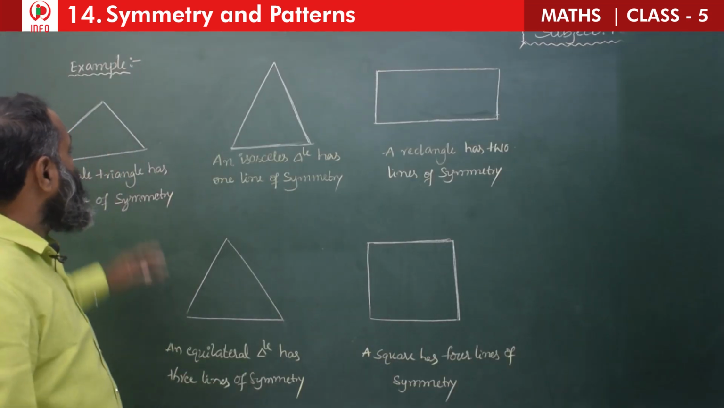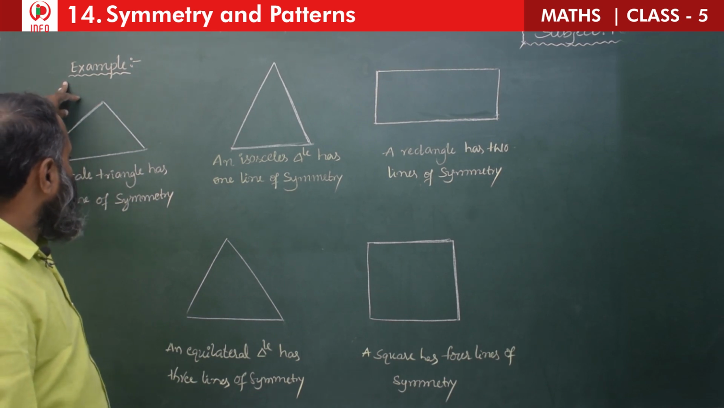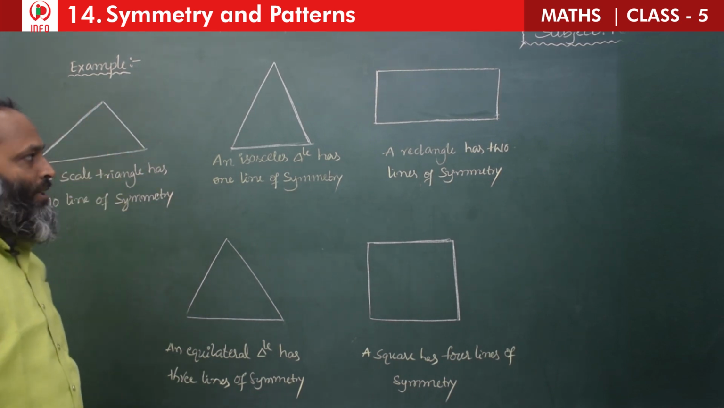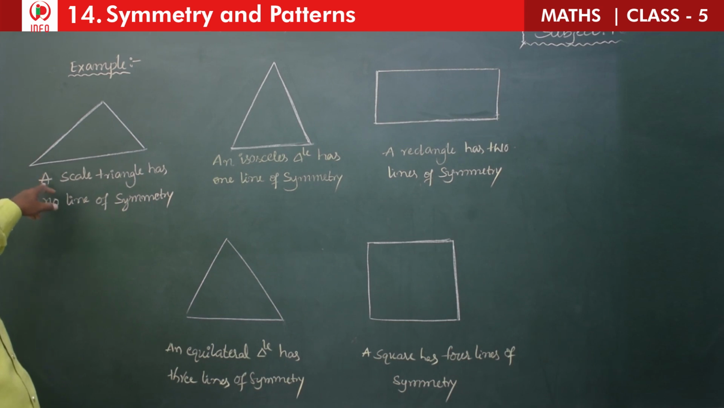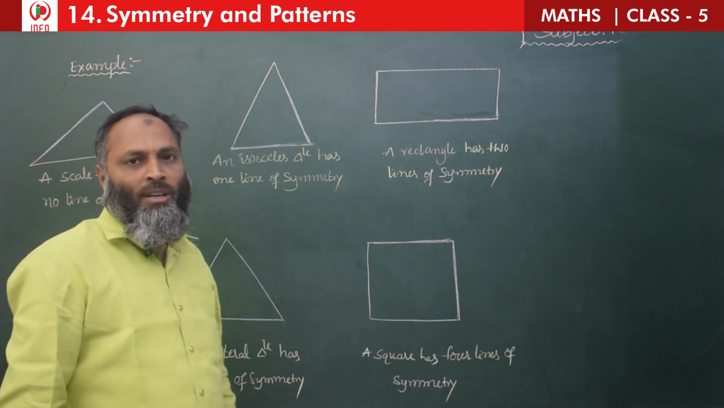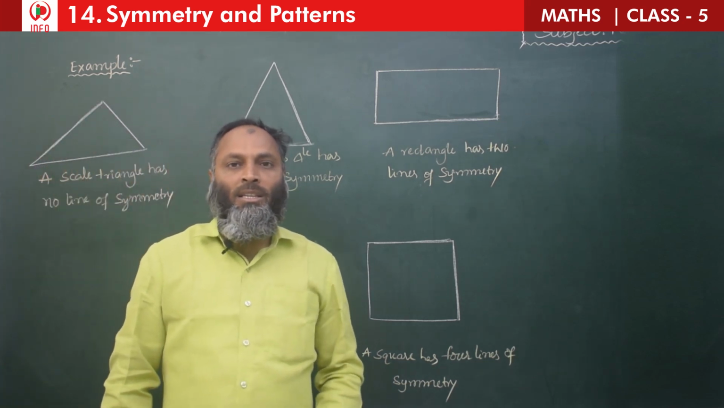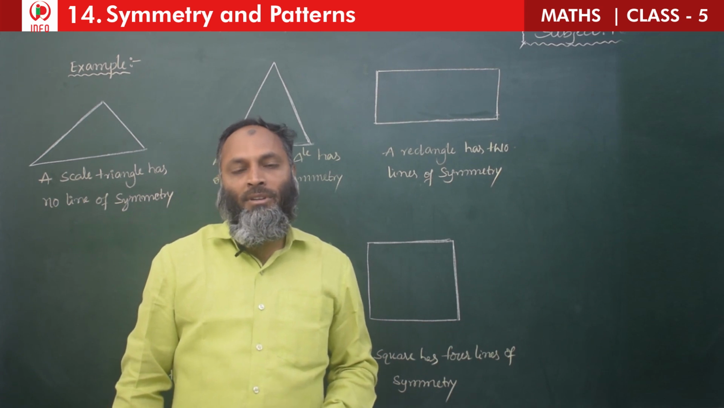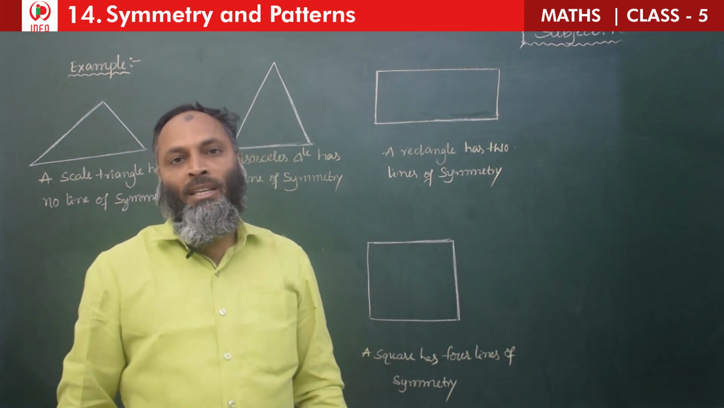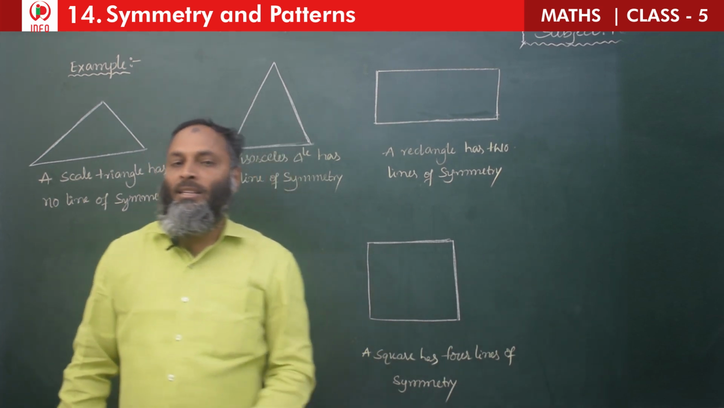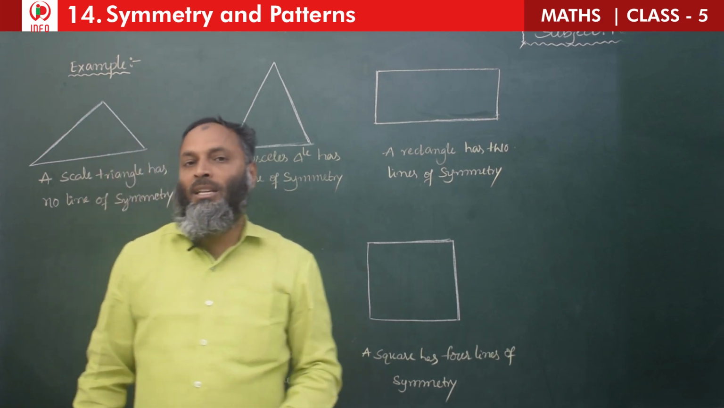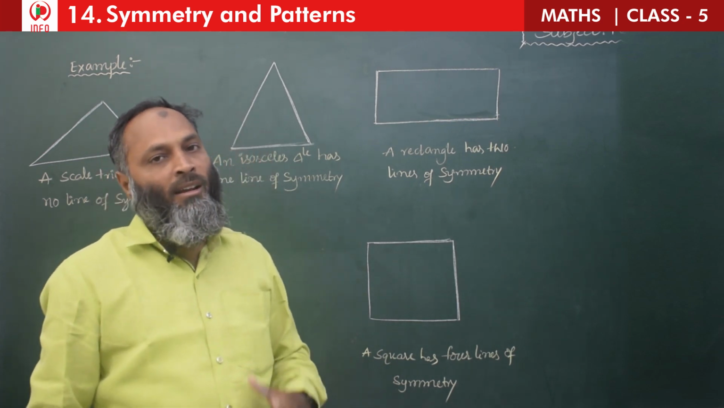Now here some symmetrical diagrams are given as examples. See here. The first one is a scalene triangle, which has no line of symmetry. In a scalene triangle, the three sides have different lengths. So a scalene triangle does not have any line of symmetry.